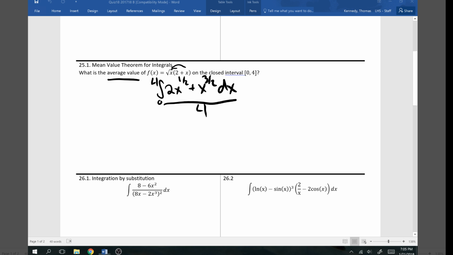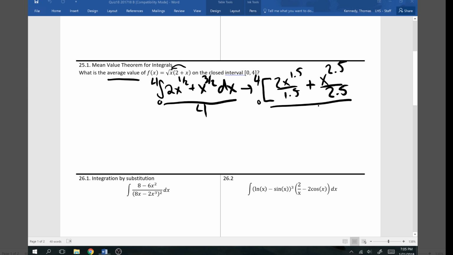And that's it. A lot of people were able to integrate this. Some people messed up the distribution, but way fewer than last week, so that was nice. We're evaluating at 0 and 4 of 2x to the 1.5 over 1.5 plus x to the 2.5 over 2.5, and this is still all divided by 4.